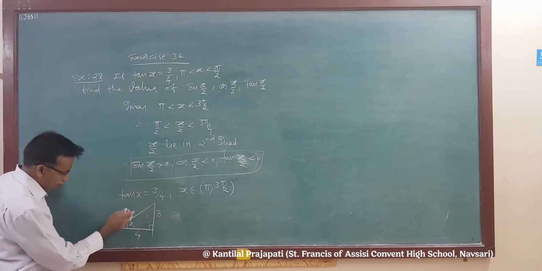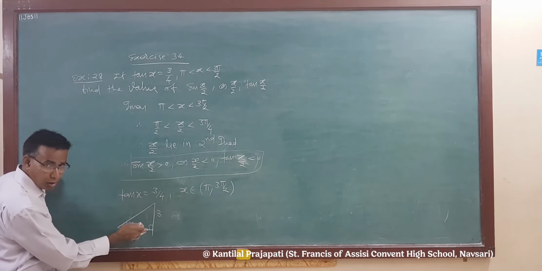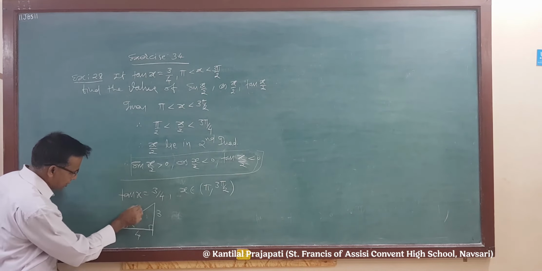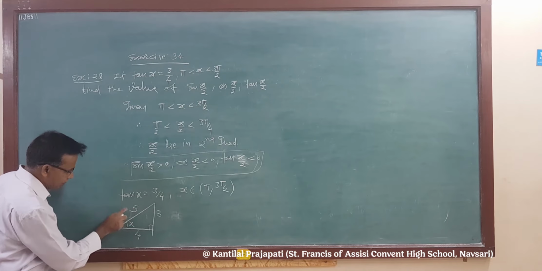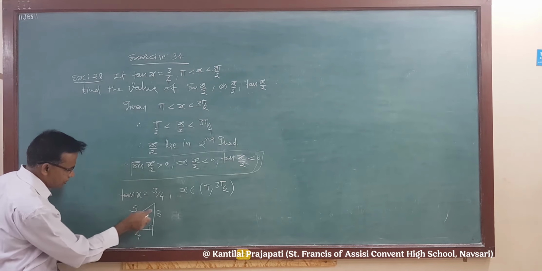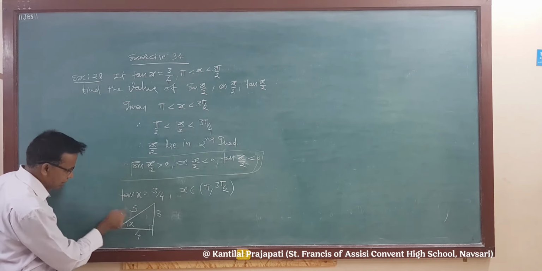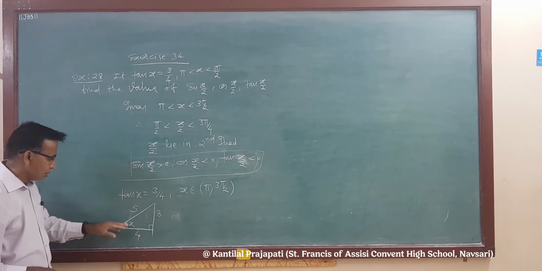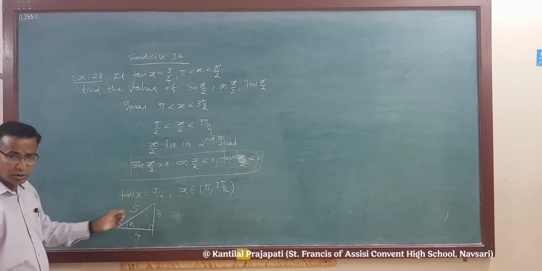So we know by Pythagoras triplet of a right angle triangle, this is 3, 4 and this must be 5. Or this side will be square root of 4 square plus 3 square, 16 plus 9 is root 25, and root 25 is 5, right? So from this we get the value of cos x.